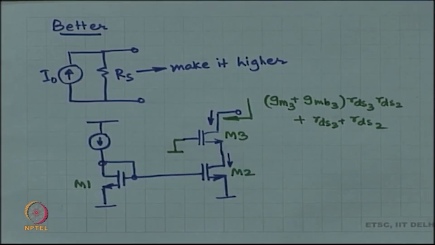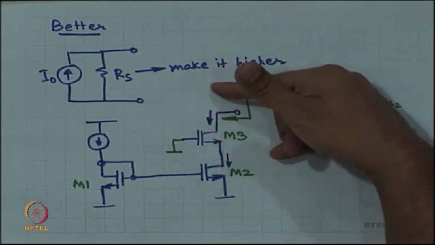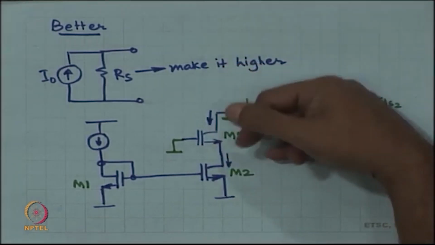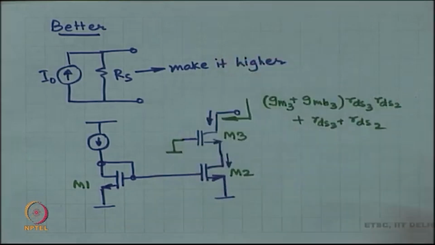Now, if you want to make it even better, you would add one more device in another cascode, right. Put M4 in further cascode on top, and now you have an even higher output impedance, okay. And then you could keep going, right. This is what people used to do a long time back, right.